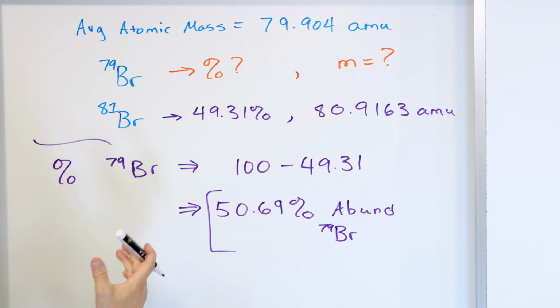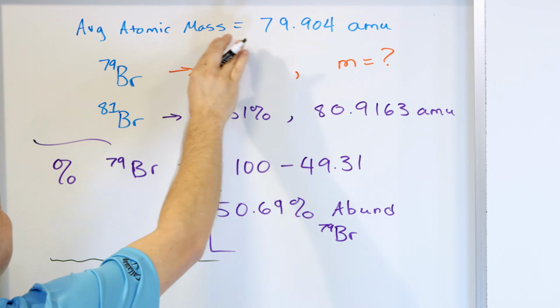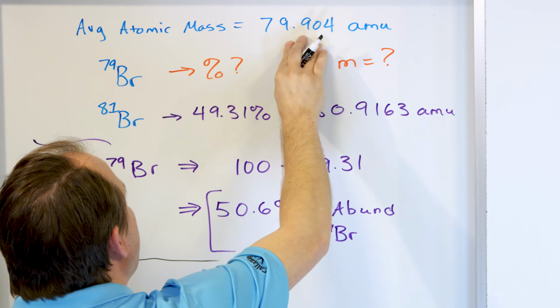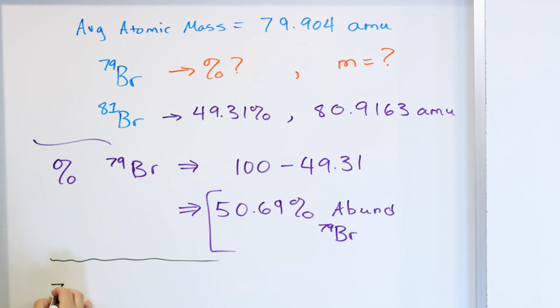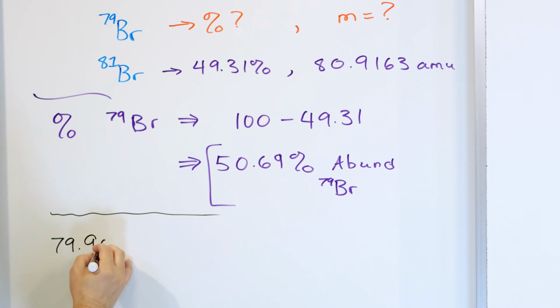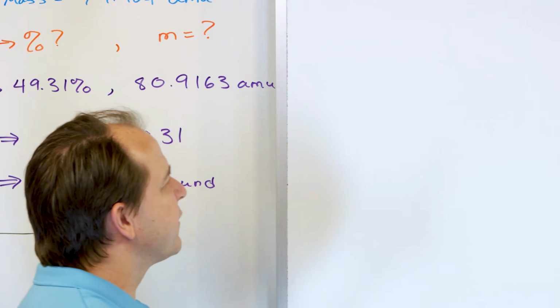So you may not know how to proceed in the beginning until you realize you can apply the same exact equation. The average atomic mass is given to us. This is the weighted average of all the isotopes, so we put that on the left-hand side of the equal sign, 79.904. This is what you're going to read on the periodic table. In fact, let's just go over to bromine real quick.